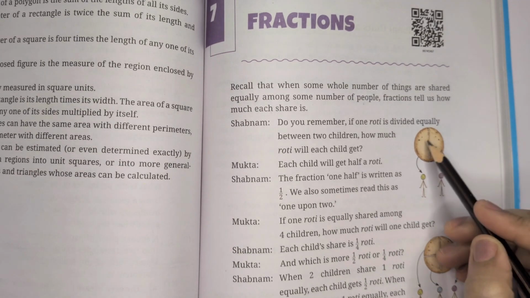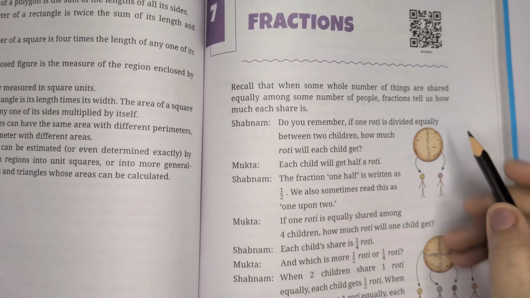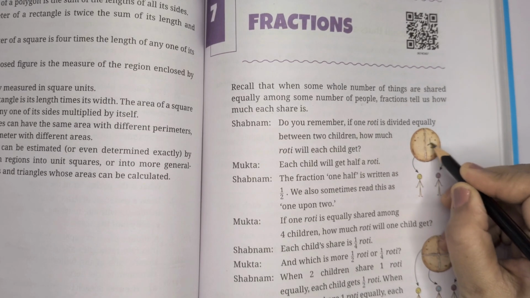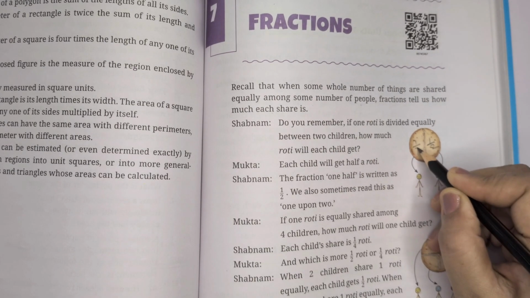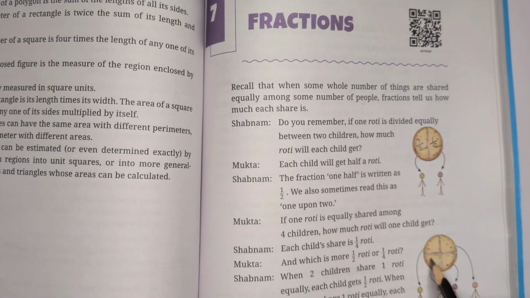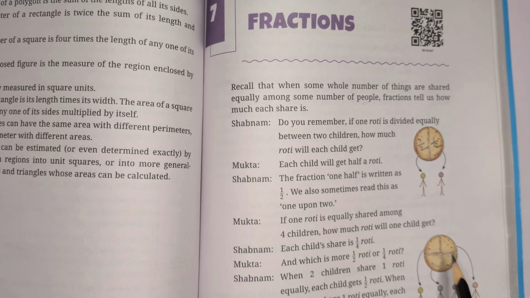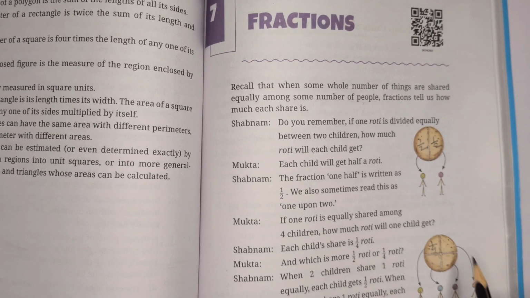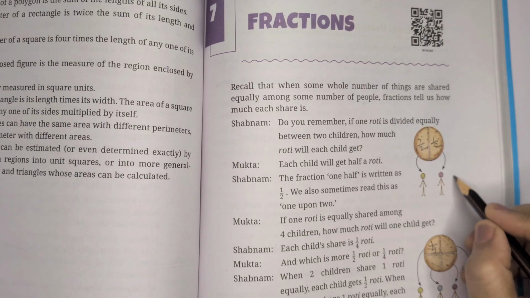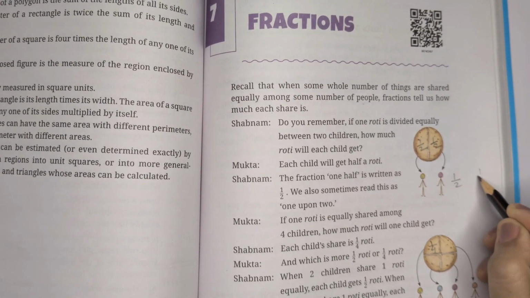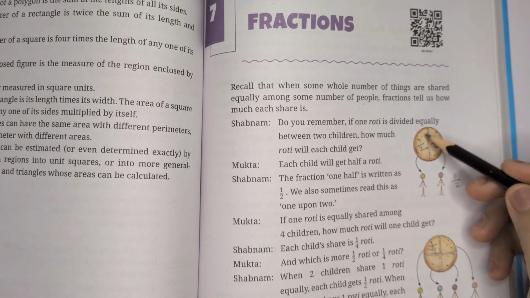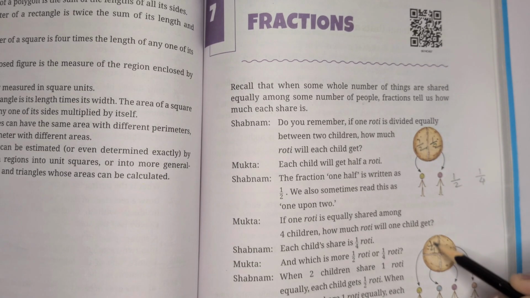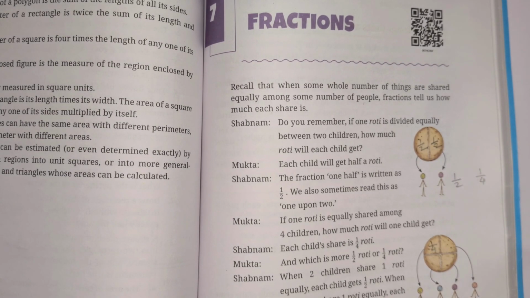Here the roti is divided into two equal parts, each one representing half, 1/2. The same roti is divided here into 4 equal parts. 4 people are there, 4 equal parts. Each one is getting 1/4 of that roti. Here we can see 1/2 and 1/4. 1/2 means half part. 1/4 means 1/4 of that whole thing.